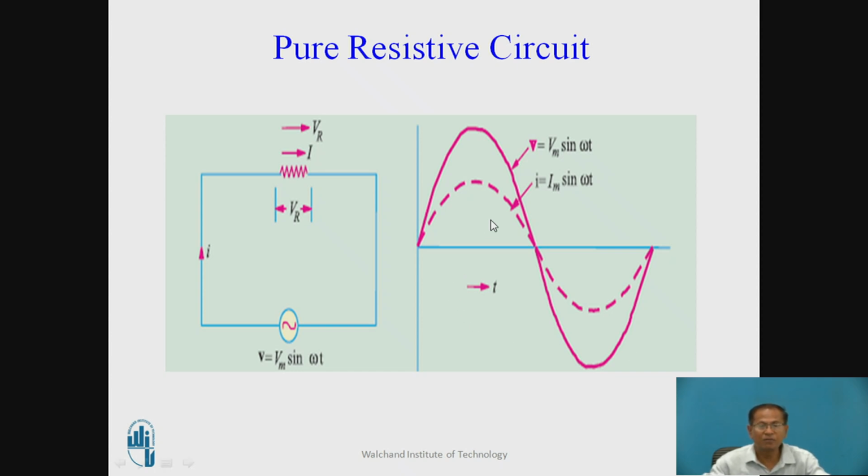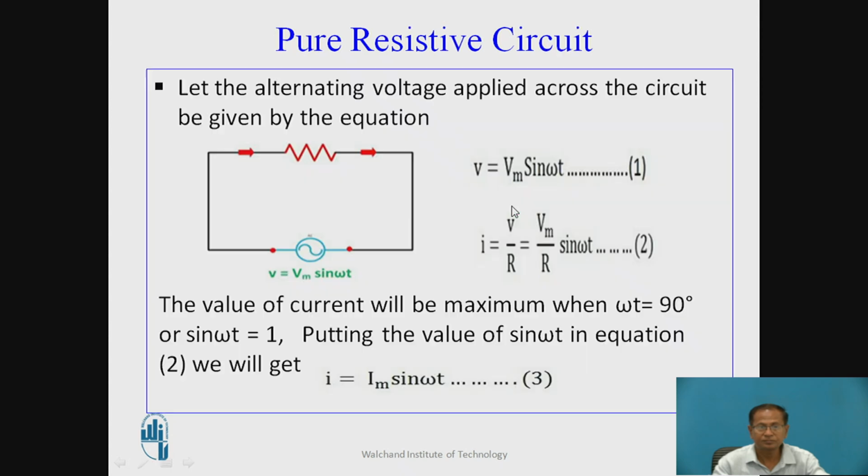These are the waveforms, for AC voltage and AC current. Let the alternating voltage applied across the circuit be given by the equation V = Vm sin omega t, where V is the instantaneous voltage, Vm is the maximum peak value of the alternating quantity, and omega is the angular frequency.